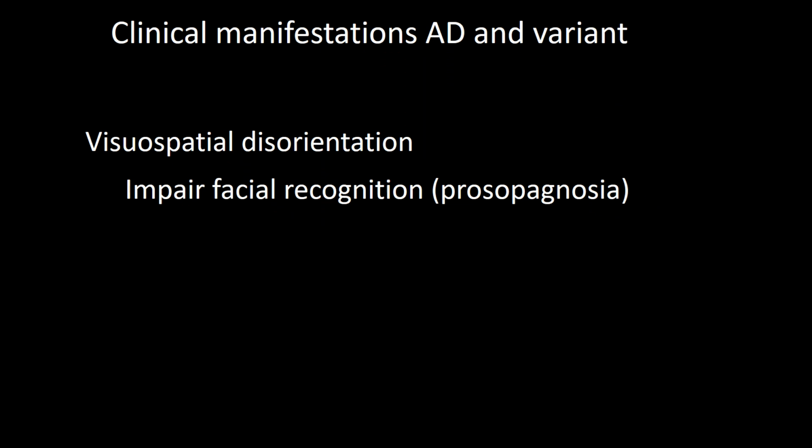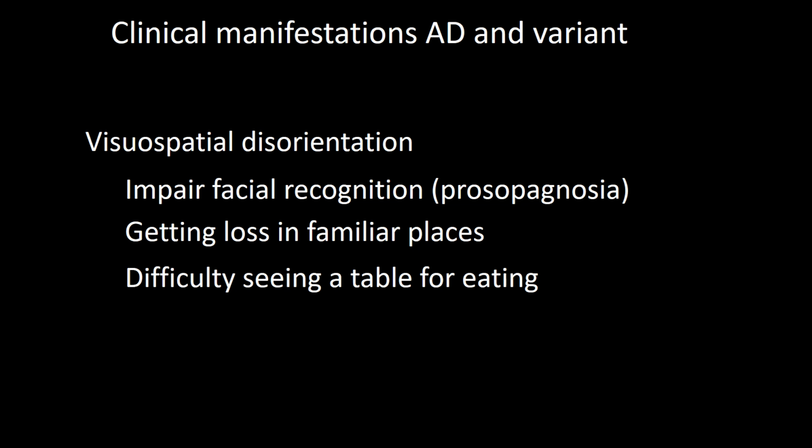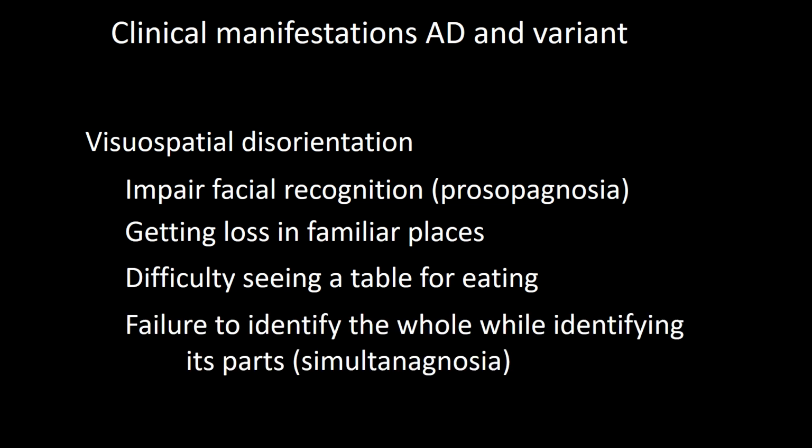In addition to prosopagnosia, patients with AD often get lost in familiar places, especially in late afternoon or evening. This phenomenon is often referred to as sundowning. They have difficulty setting a table for eating and often fail to identify the whole while being able to identify its part. This phenomenon, called simultagnosia, will be explained to you by giving you 2 examples.